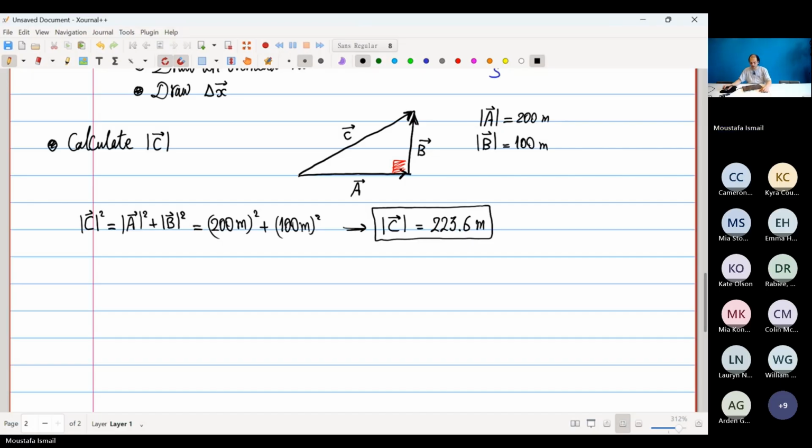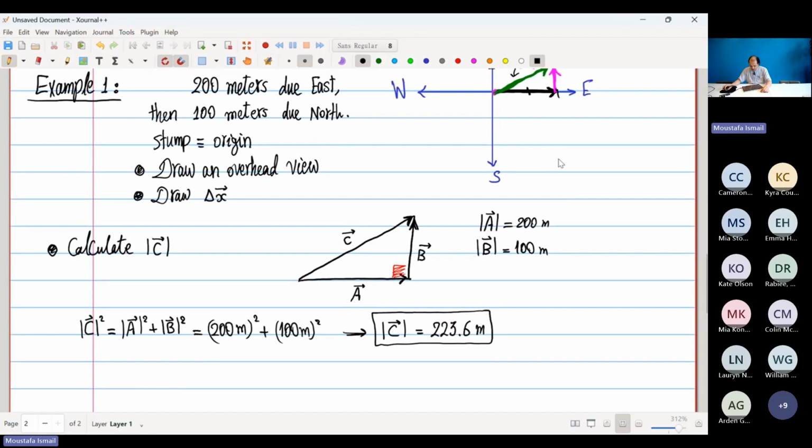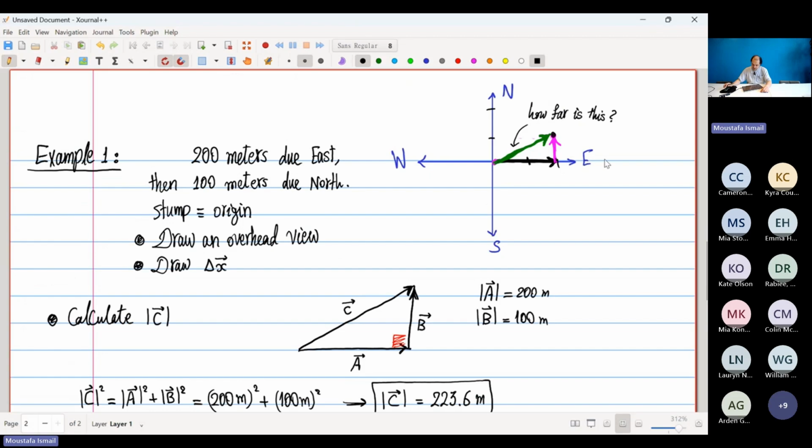Okay? This is effectively the distance from the origin to where Bob ended. So instead of walking 300 meters in total, the path length that he actually covered, he could have just walked straight from the initial point to a final point in a straight line and only covered 223.6 meters instead of the 300.